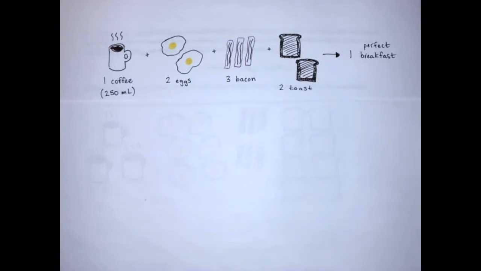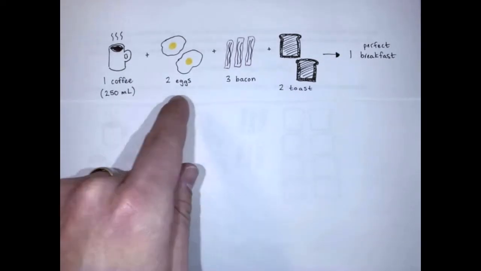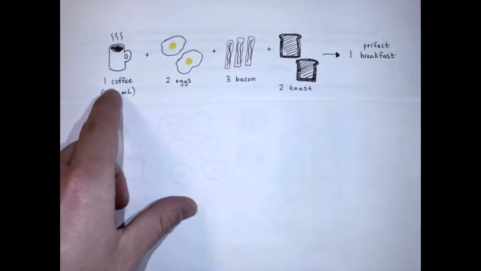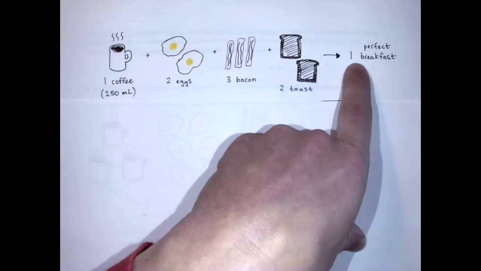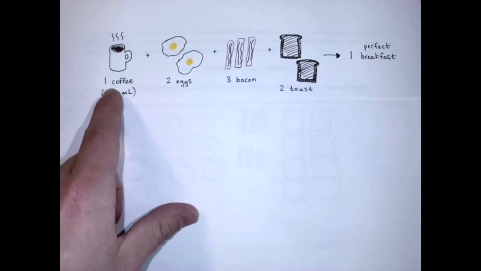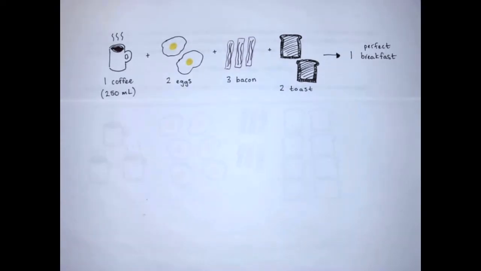So in this particular breakfast, I wrote out a balanced breakfast equation: 1 coffee, 2 eggs, 3 bacon, 2 toast gives me 1 perfect breakfast. And we know that these numbers can represent coefficients in a balanced chemical equation. They tell us something about the ratio in which moles of the chemicals will react to give you however many moles of product. Well, in this case, these numbers are referring to the proportion of food items you need to make the 1 perfect breakfast.